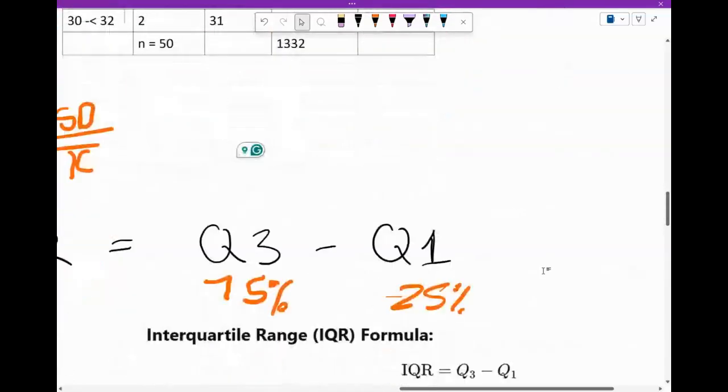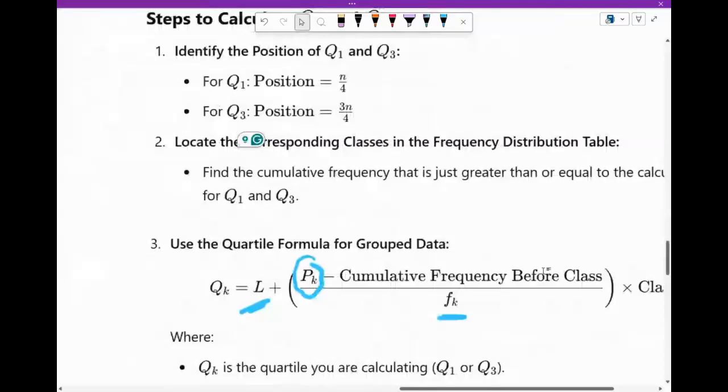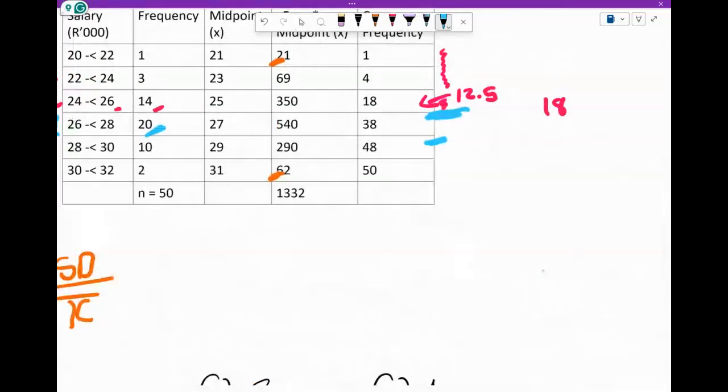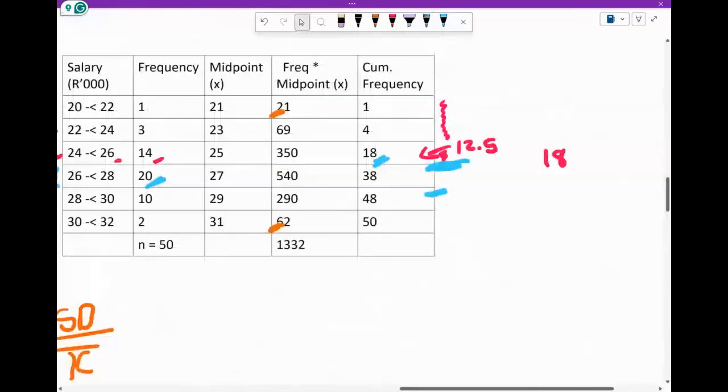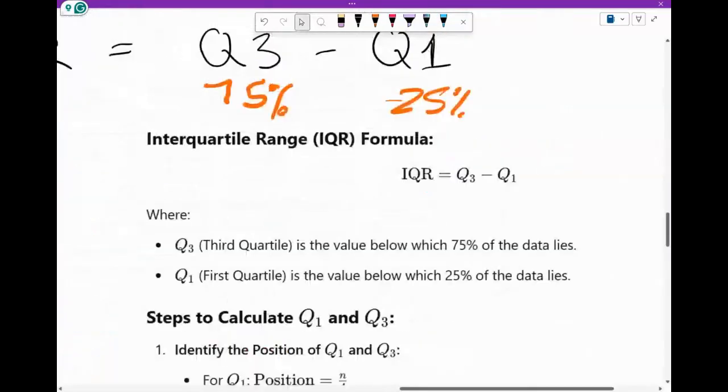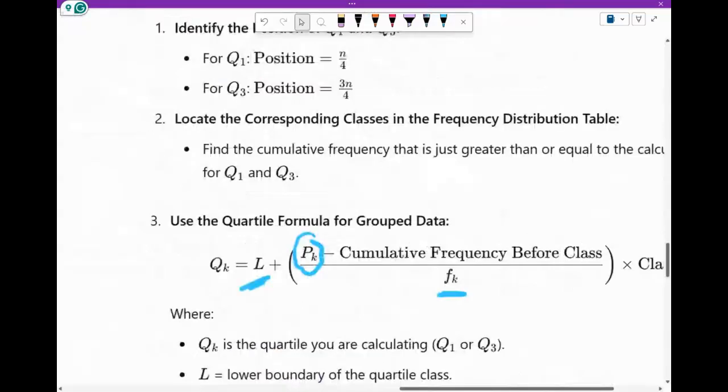Then we also need to know the cumulative frequency before that, before the class we're looking at, which is 18. Can you see that? Cumulative frequency. So over here, for Q3, it's going to be 18. This we said is going to be 37.